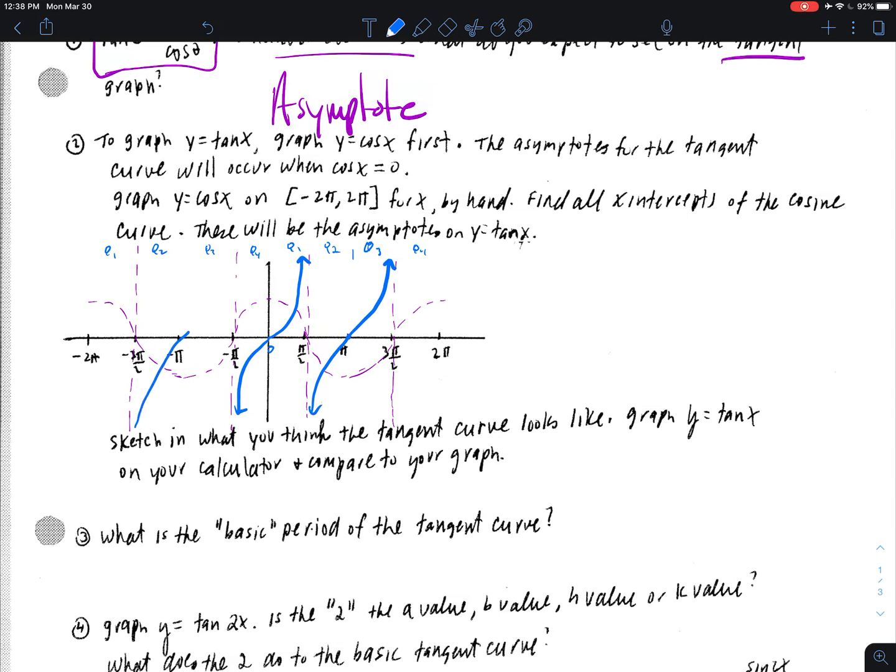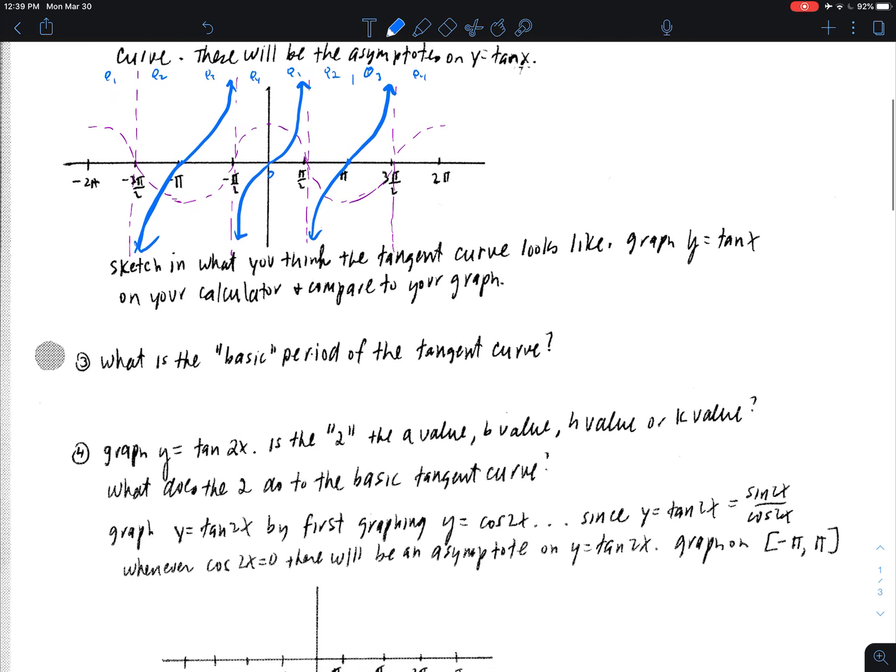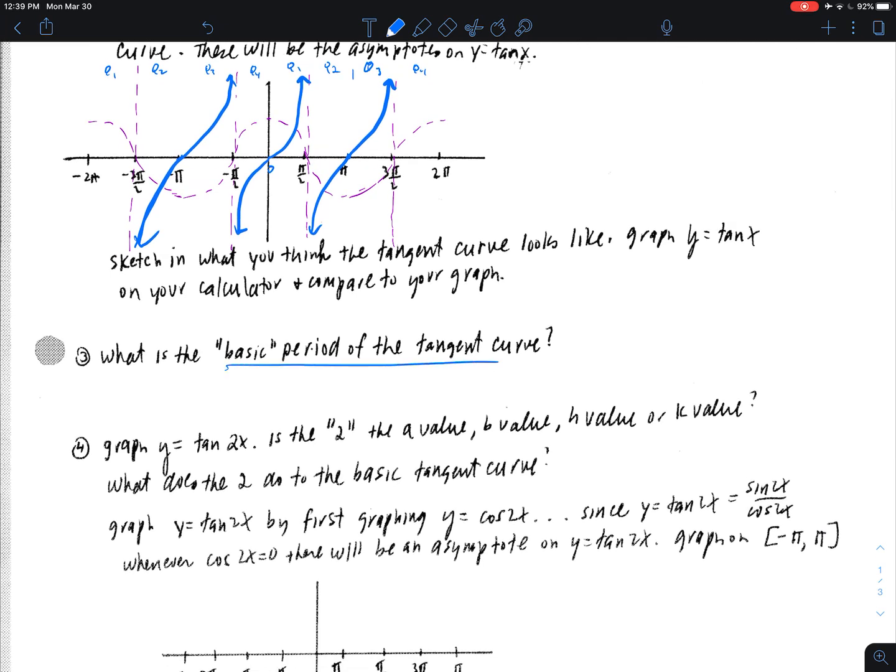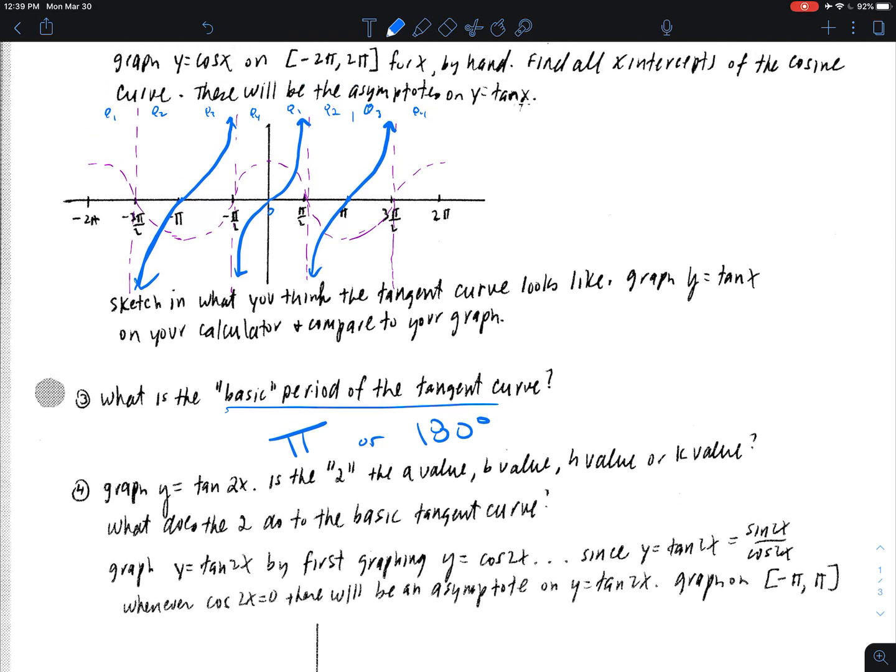So what happens in the tangent graph, and this last one's not my best, there we go, is that you get this same shape increasing from left to right over and over again in between these asymptotes. And when you think about the basic period of the tangent curve, it's pi, or 180 degrees, if you want to think of it that way. Because the basic period is how long does it take before the graph starts repeating itself?